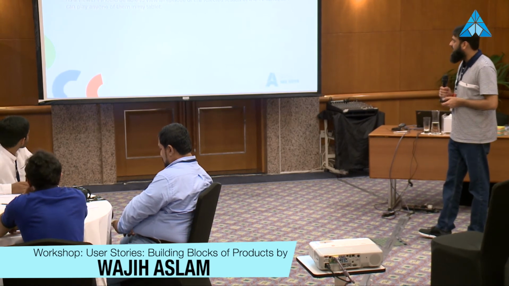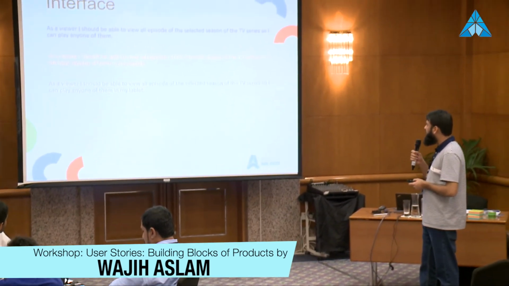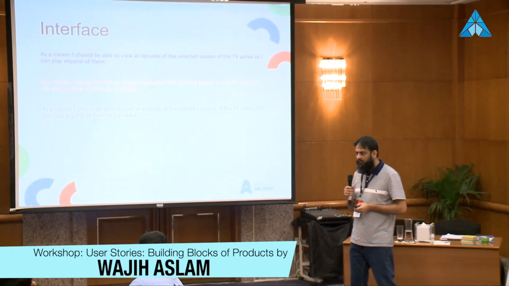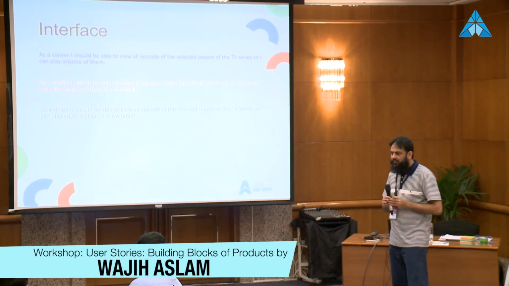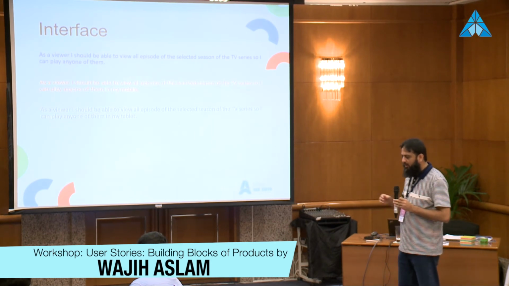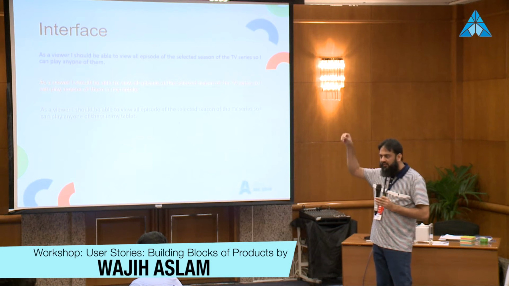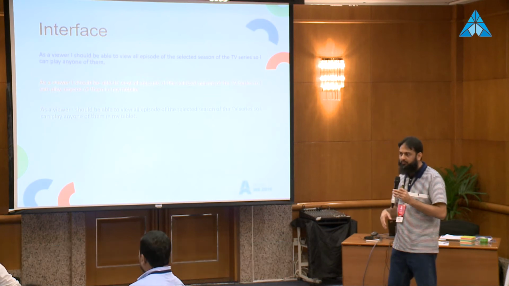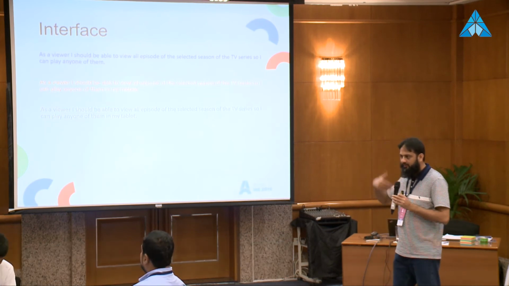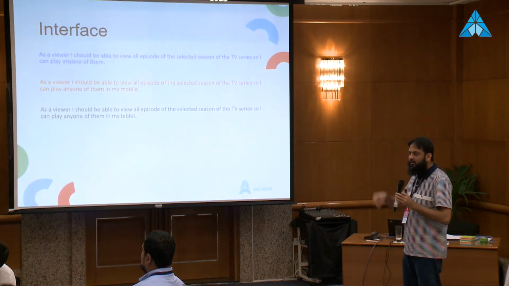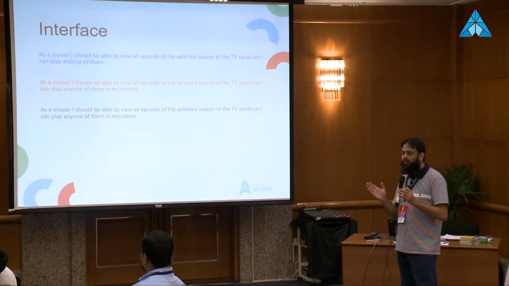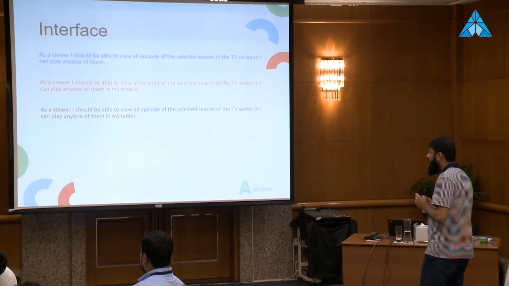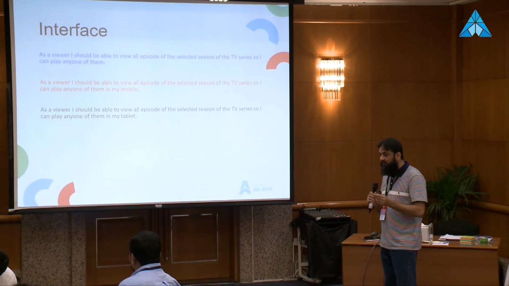Next, an interface example. As a viewer, I should be able to view all episodes of the selected season of the TV series, so I can play any one of them. Let's suppose in Netflix, if a TV series is there, when I select the season, in mobile one episode comes in a line and another comes in another line, with just one scroll. Because it's a small screen, there is only space available for one.